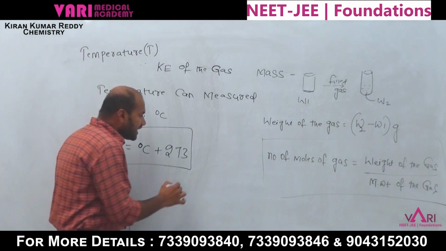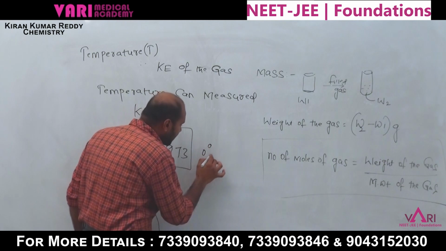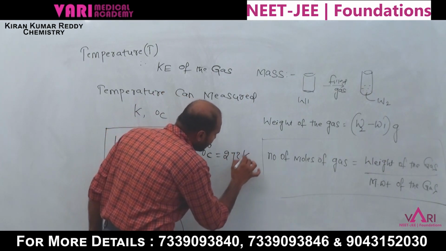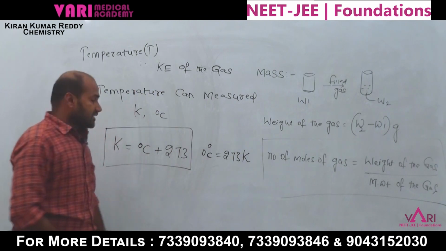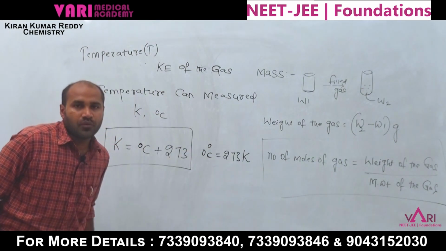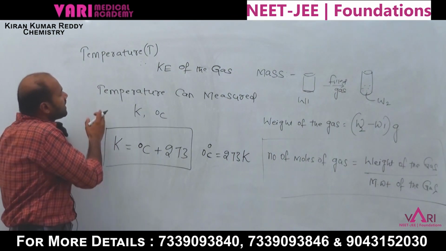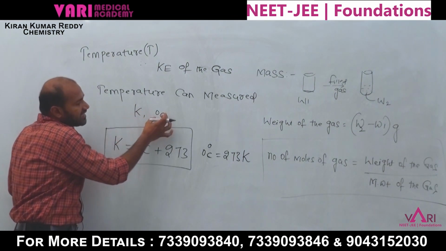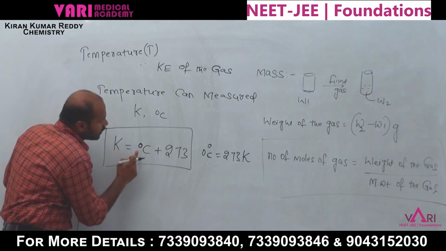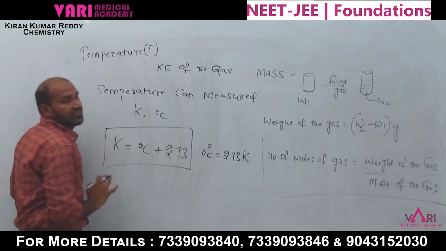At 0 degree centigrade, that is equal to 273 Kelvin. 0 degree centigrade means 273 Kelvin. What is the relation between temperature in degree centigrade and Kelvin temperature? Kelvin is equal to degree centigrade plus 273.